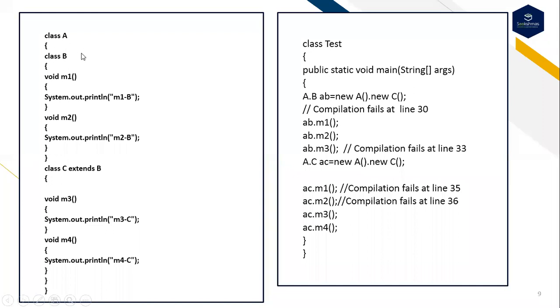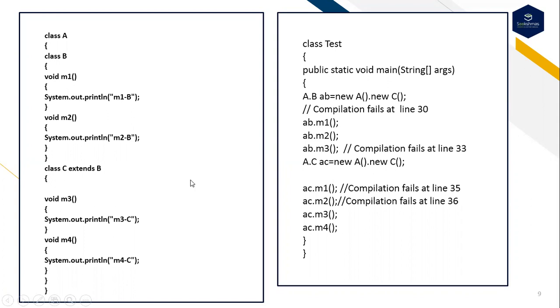The next question: class A, class B, void m1, trying to print m1B. This is the void m2 method, trying to print m2B. And this is the class C, that extends from B. Here we have a method called m3, trying to display m3C. Here we have one more method called m4, trying to display m4C. And this is one more class Test, execution of the program begins from the main method. Here I have created the reference for the inner class A dot B, and an object is created for the A also dot and new, this is the C. And with the help of this I'm trying to call m1, m2, and m3.